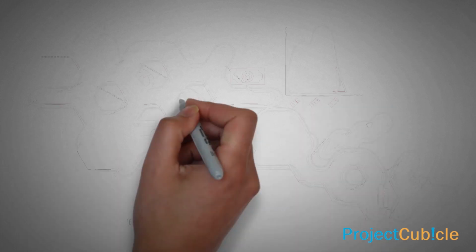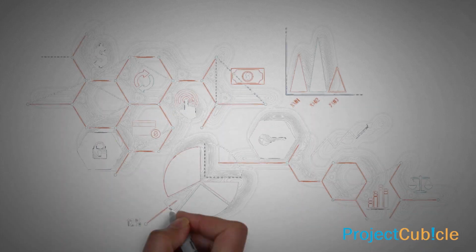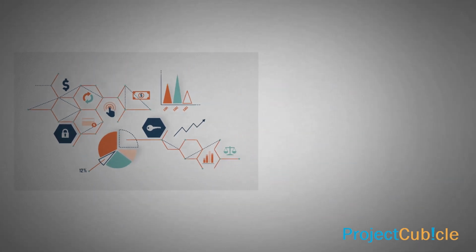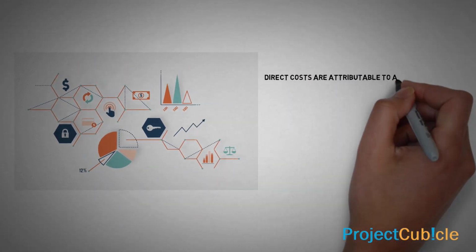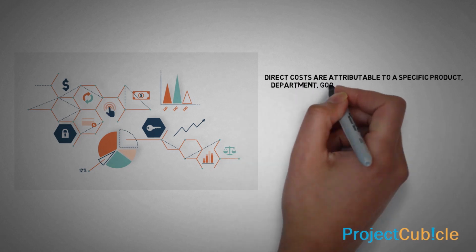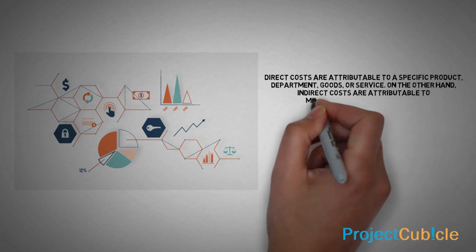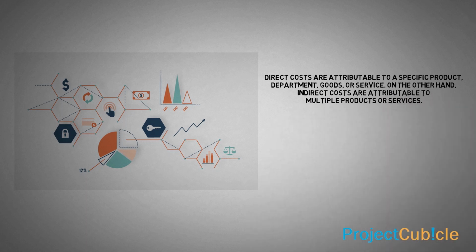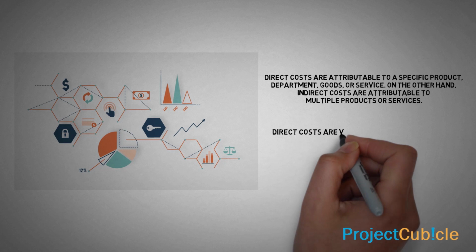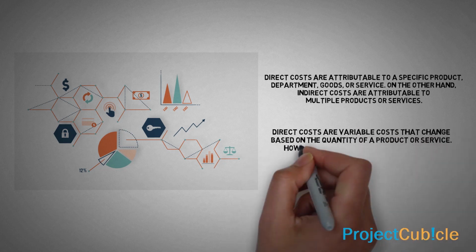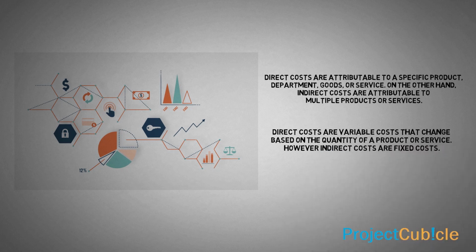It is easy to determine direct costs considering the product or service. On the other hand, it is not easy to identify indirect costs. Detailed analysis is required to identify indirect costs. Direct costs are attributable to a specific product, department, goods, or service. On the other hand, indirect costs are attributable to multiple products or services. Direct costs are variable costs that change based on the quantity of a product or service. However, indirect costs are fixed costs.